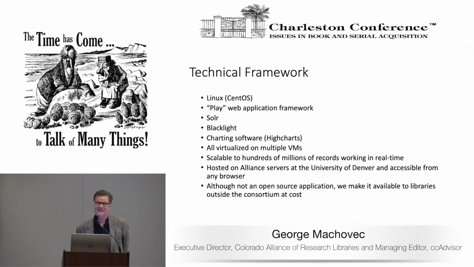So what we did is we started with mostly open source software. Basically it's a Solr Blacklight implementation, although we do have one piece of charting software that's not open source, hence the software itself is not open source. But we made it so it's scalable to hundreds of millions of records. We actually host it at University of Denver because they're on I2, they have a lot of bandwidth. We do allow other libraries to use it if they want, basically at cost. So you'll be hearing a little later from Johns Hopkins about how the Ivy Plus group has used it.